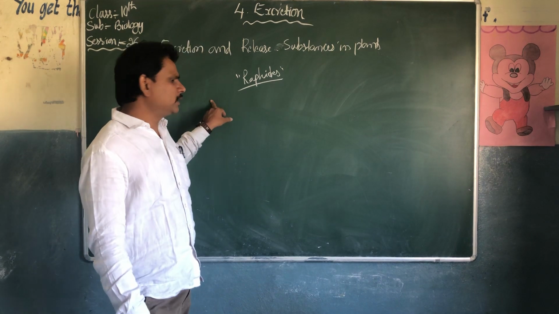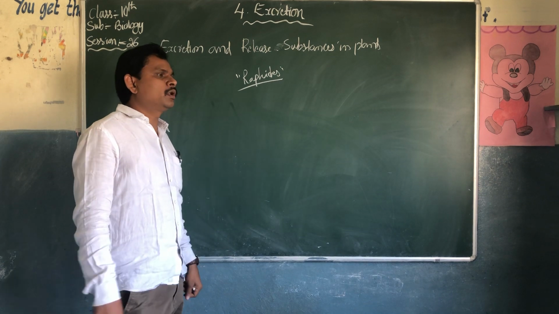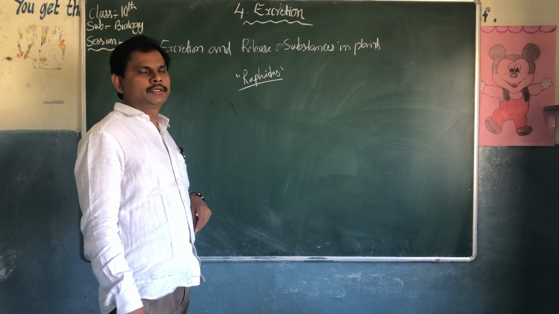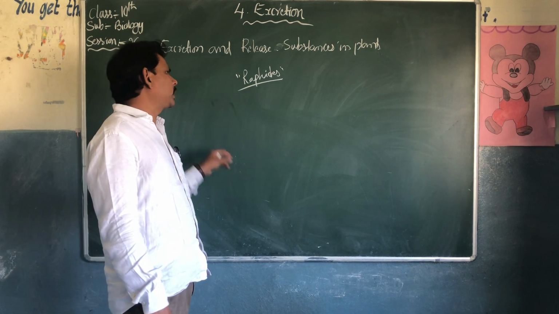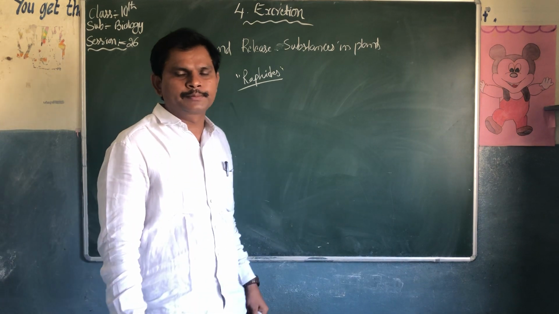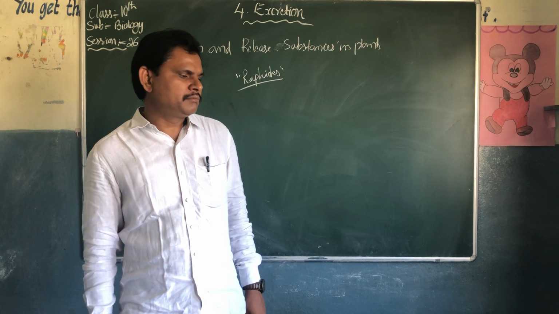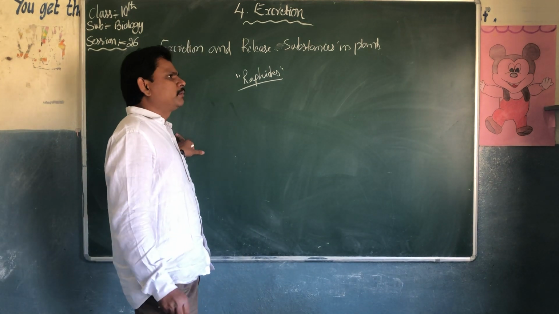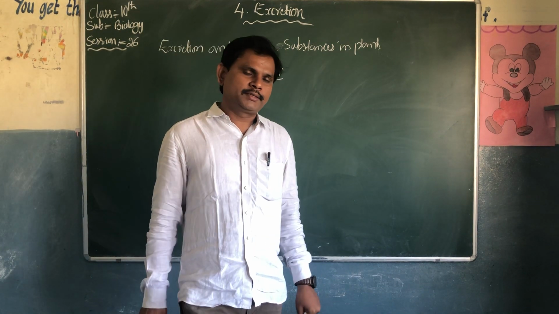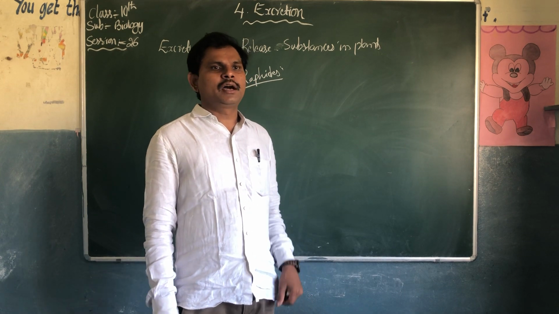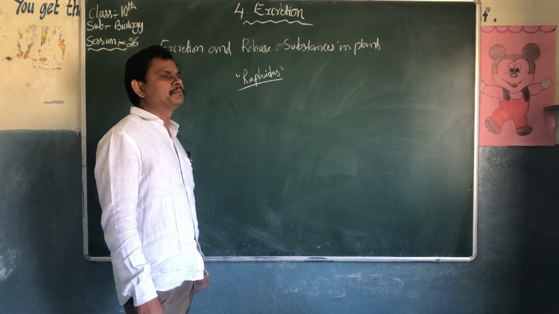The biochemical substances produced by plants are of two types: one is primary metabolites, the second is secondary metabolites. What are primary metabolites? They are very useful for plants, like carbohydrates, proteins, fats. These are very important to plants.